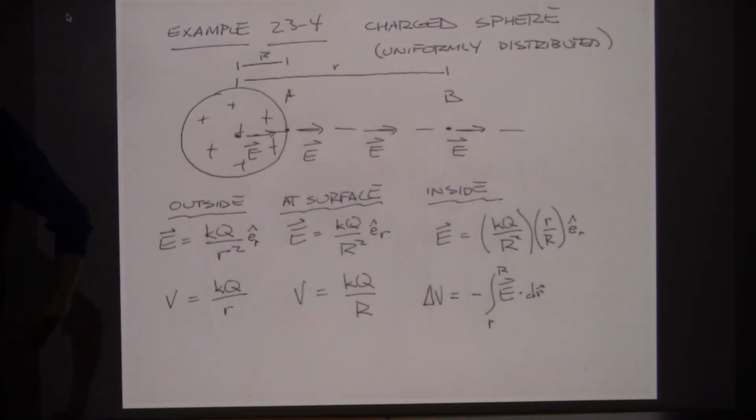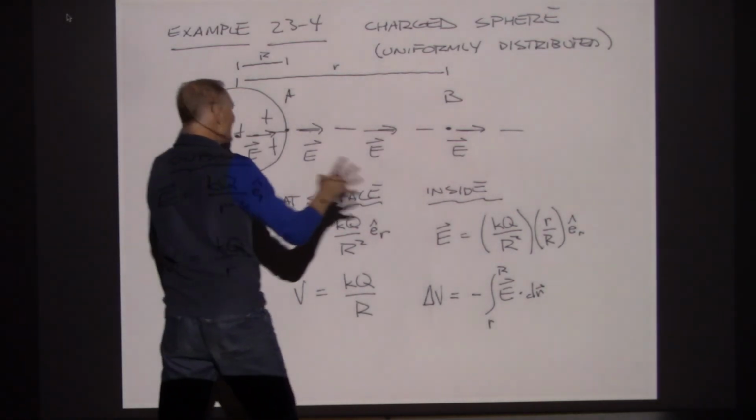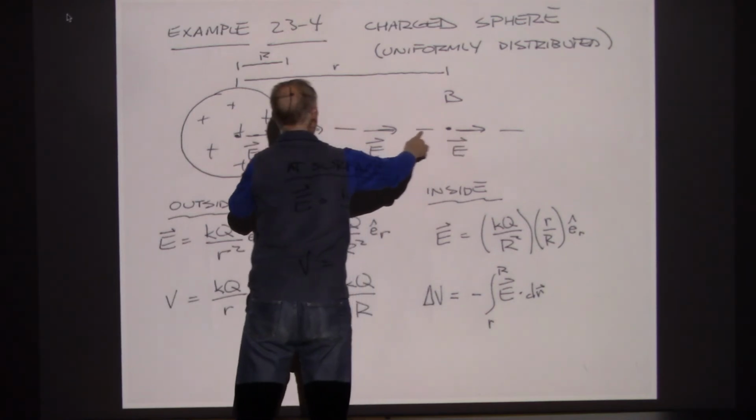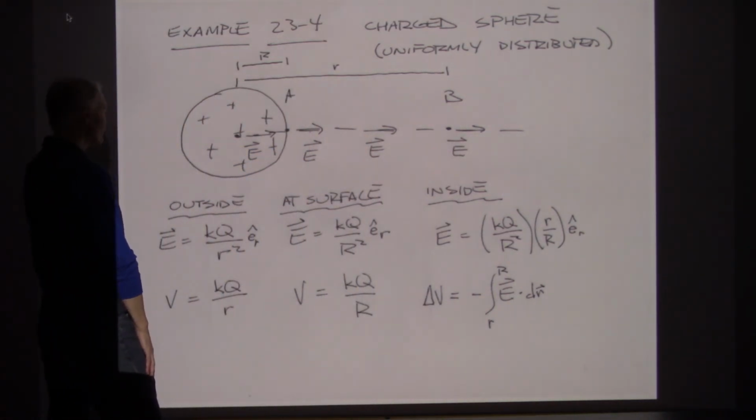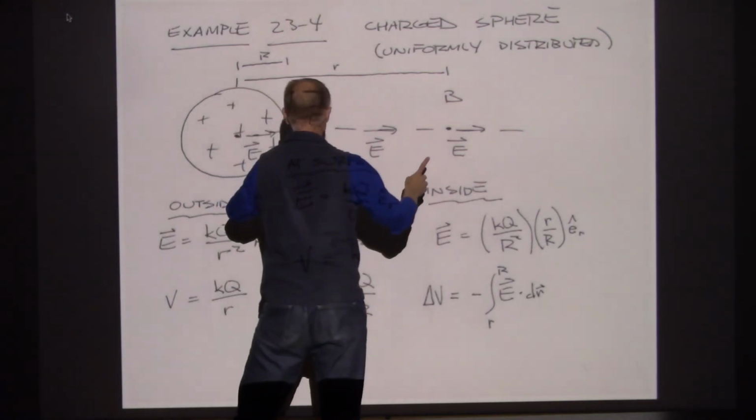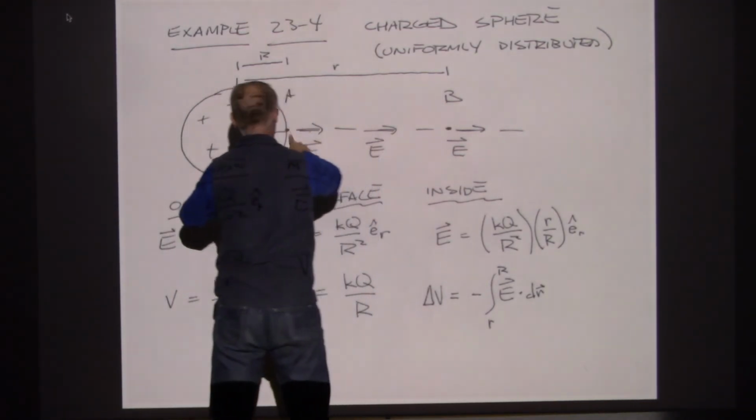Now, what happens if we charge the sphere? Now, everything is going to be identical all the way up to the surface. Oh no, I labeled A, B, and C differently. So, let's see. This was C, right? And this was B and A.